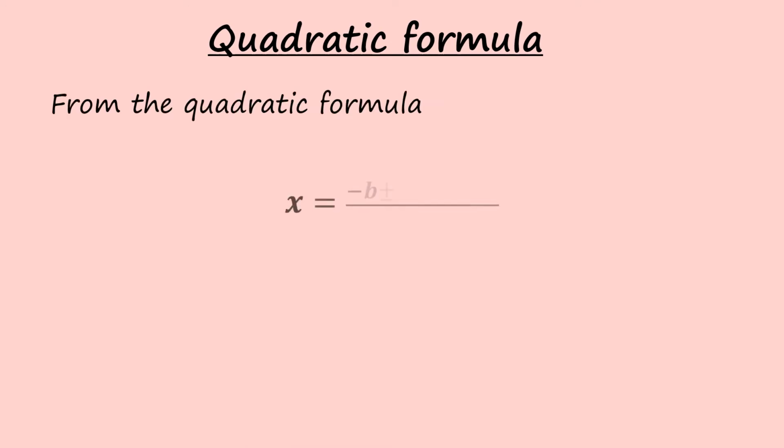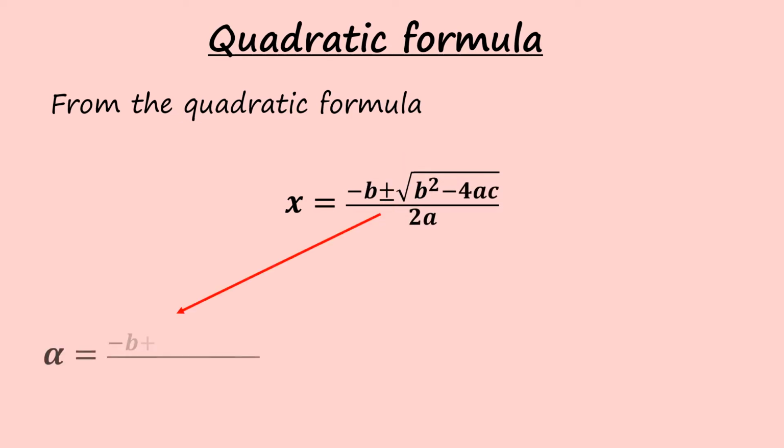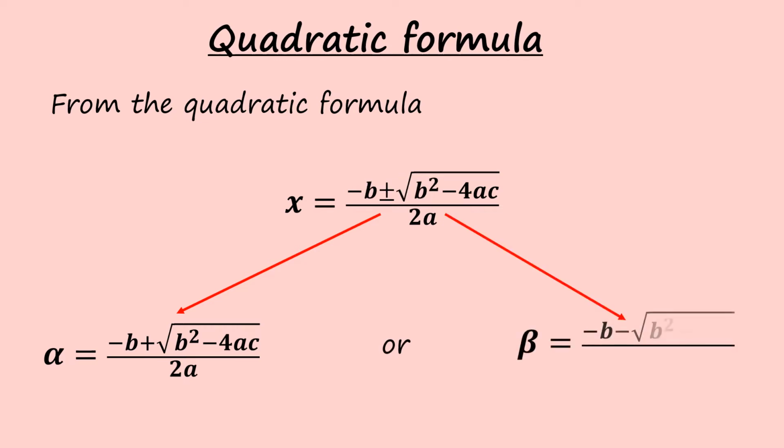From the quadratic formula, we have x equals minus b plus or minus square root b squared minus 4ac over 2a. Let's consider the positive part and call it alpha equals minus b plus square root b squared minus 4ac over 2a. Now let's consider the negative, and call that one beta equals minus b minus square root b squared minus 4ac over 2a.